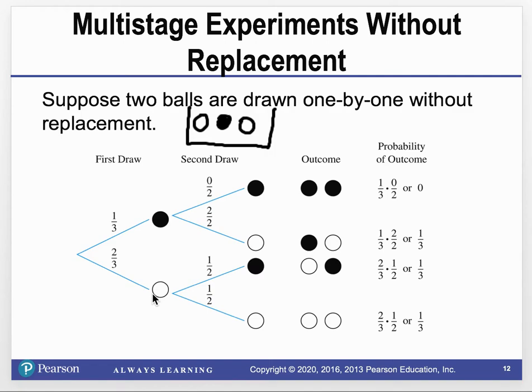But think about this now. If my first draw was the black ball, it now gets removed. And what's left in the box is this. So for my second draw, I can't even get a black ball because I've already taken it out. And there's a 2 out of 2 or a 100% chance that that next ball will be white.